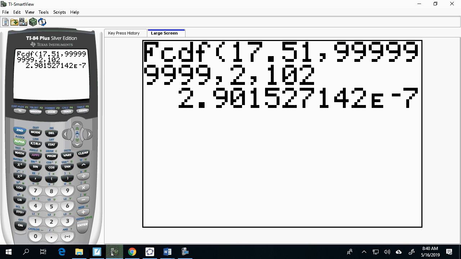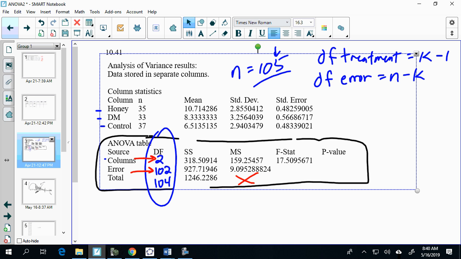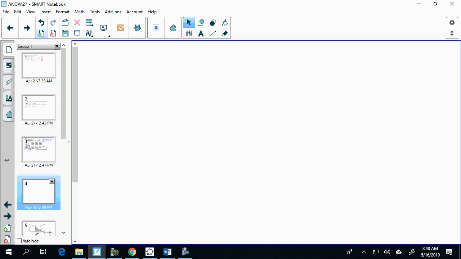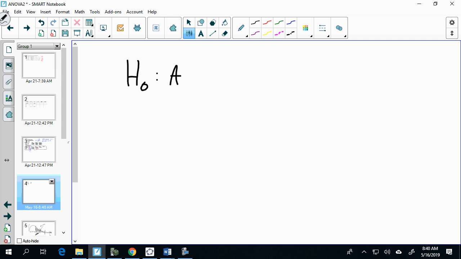So what would that mean? What do I do with that low p-value? What would be the result of this test? We're rejecting. What are we rejecting? We didn't really talk about hypotheses. What are the hypotheses for an ANOVA test? Good.